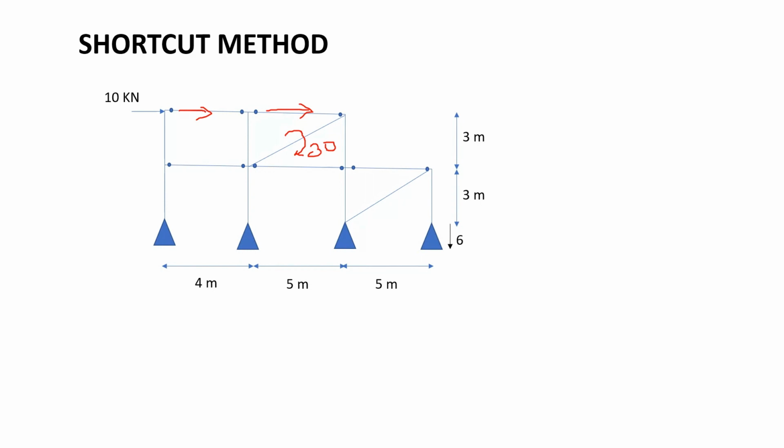Okay, so this 30 will create what? Push and pull. So at this point it will be creating push and pull of how much? 30 divided by the length of this beam, that is 5. 30 divided by 5, here also it will be 30 divided by 5.